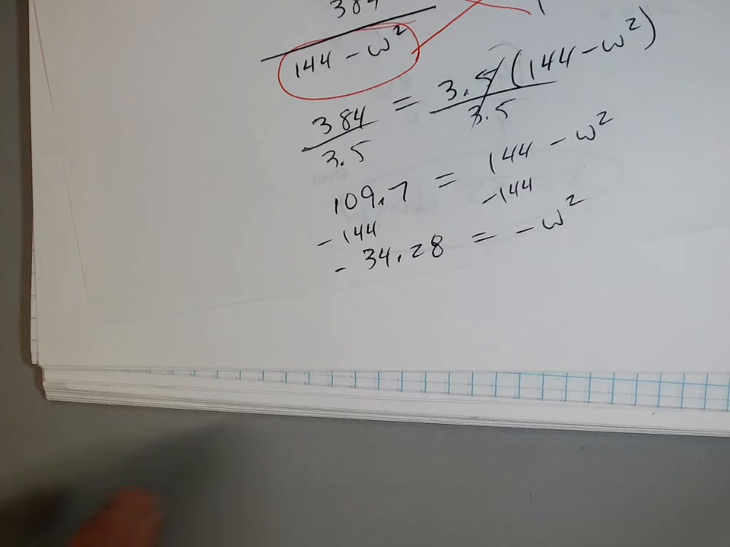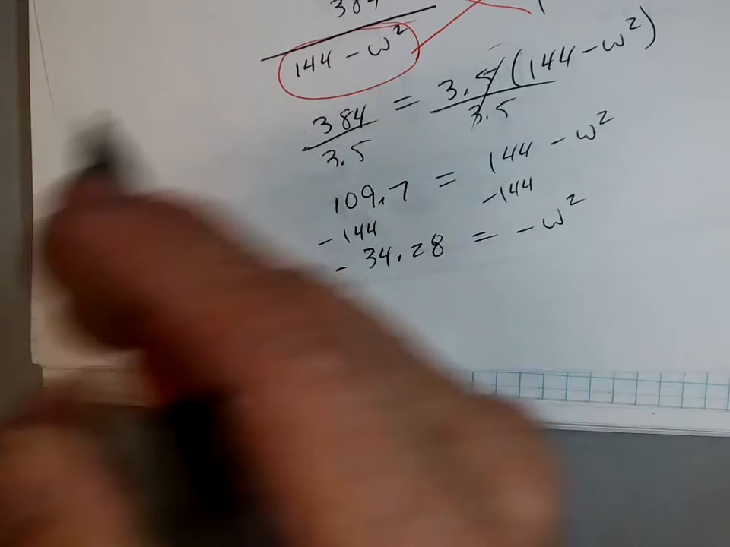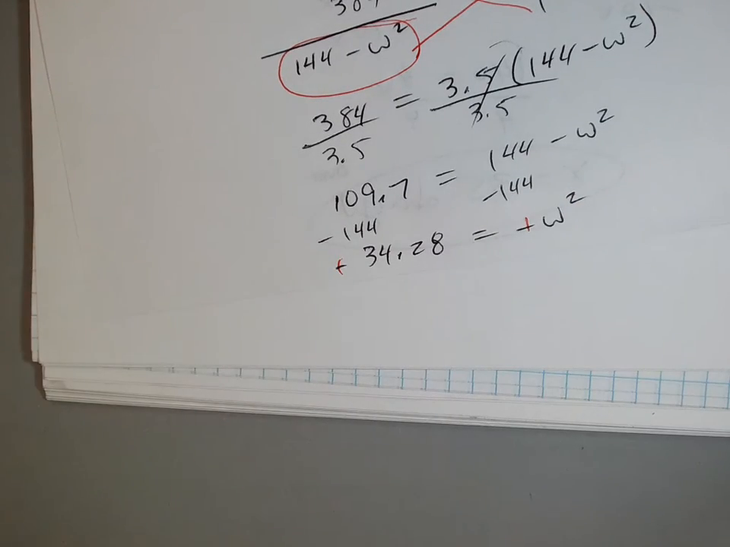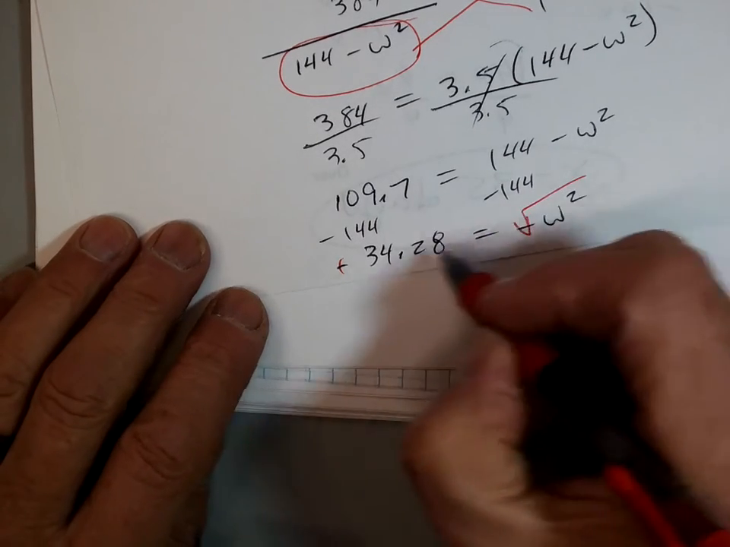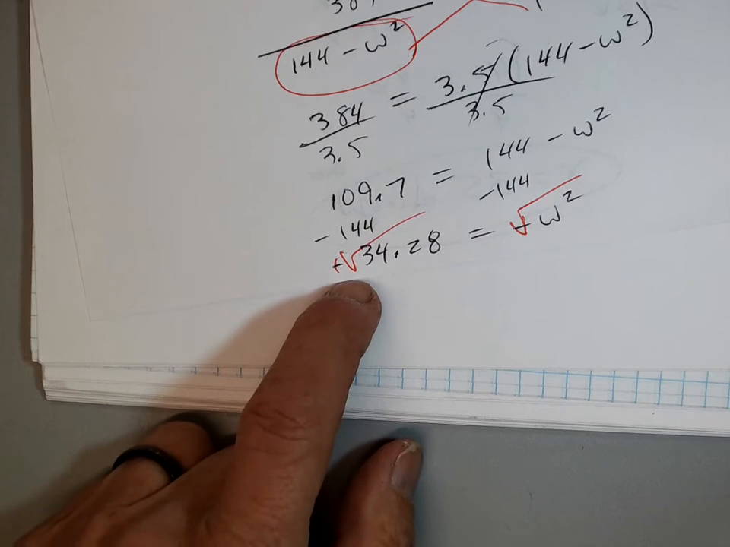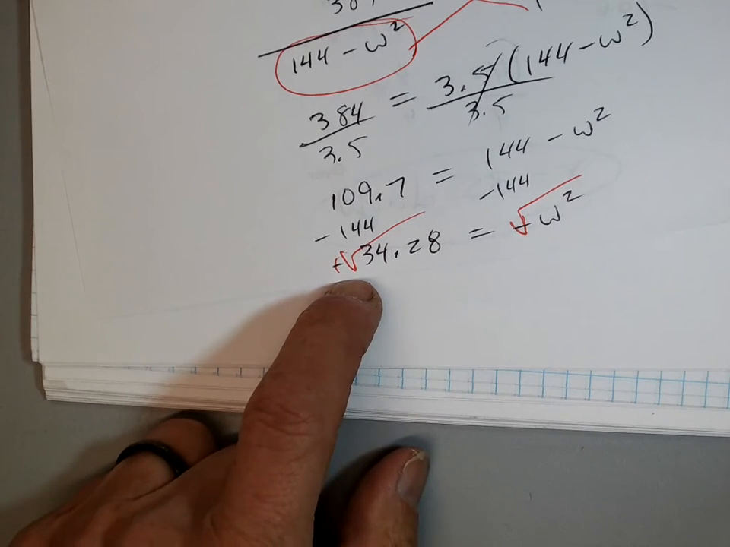I got negative on both sides, so I can multiply by a negative or divide by a negative. Let's get rid of the negatives. Now what am I going to do? Square root, right? Now normally we'd have two answers, plus or minus. But minus doesn't make any sense because we're talking about wind, right? So we're just going to take the square root of that number.